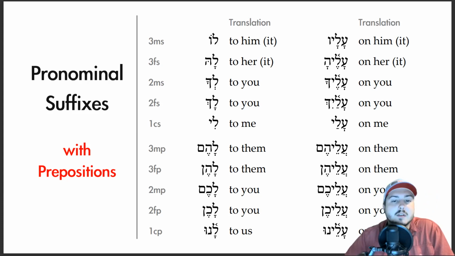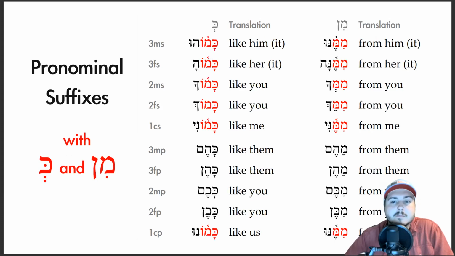Like lock looks like a shortened form of the verb halak. So, I mean, some of these can be a little bit confusing because they're going to start looking like other things. He also mentions on page 73 that the pronominal suffixes will take the preposition ki and also take the preposition men.